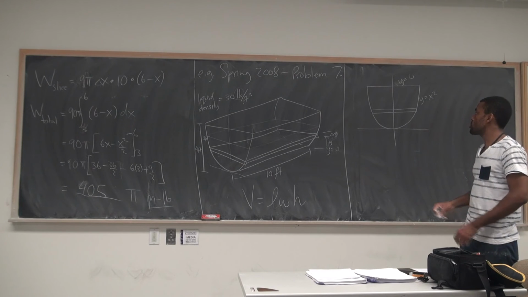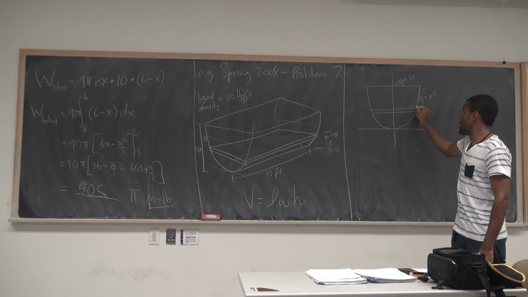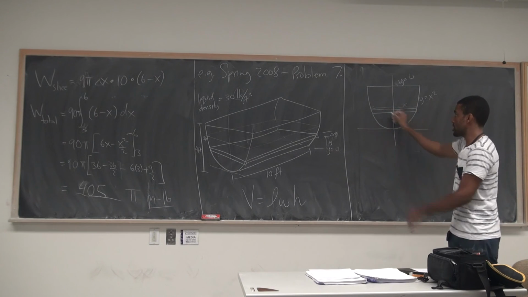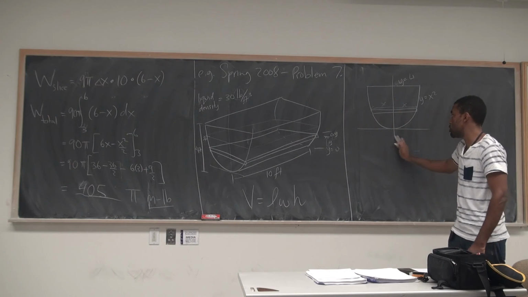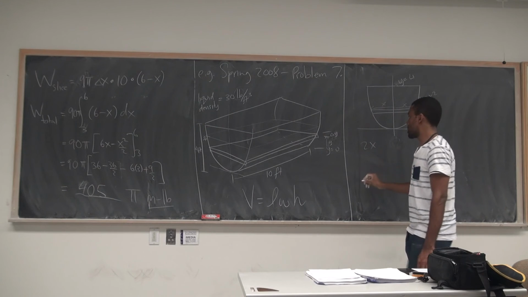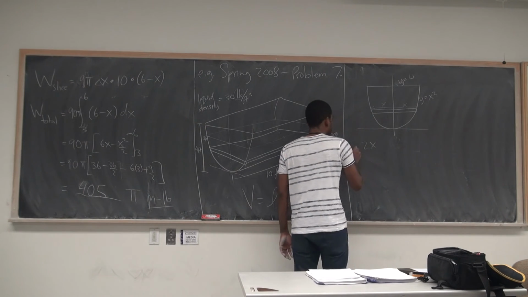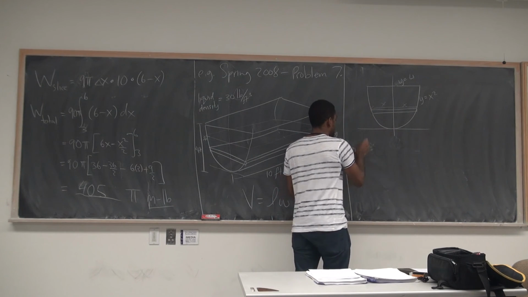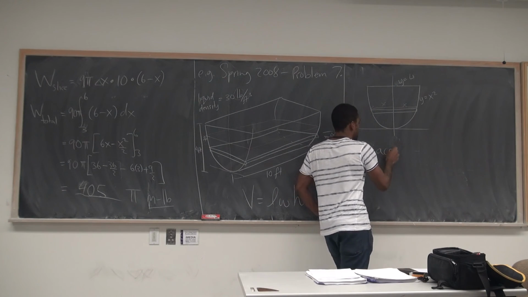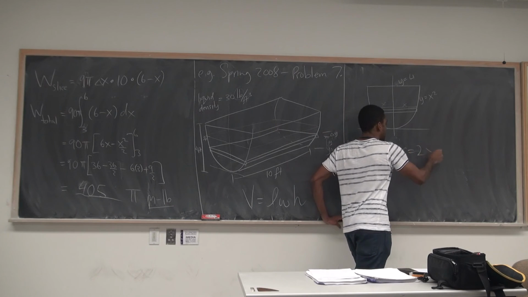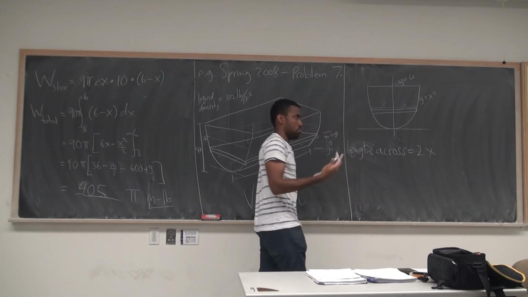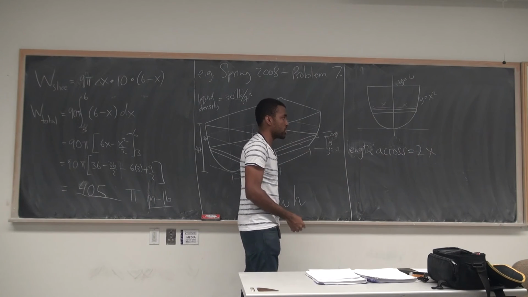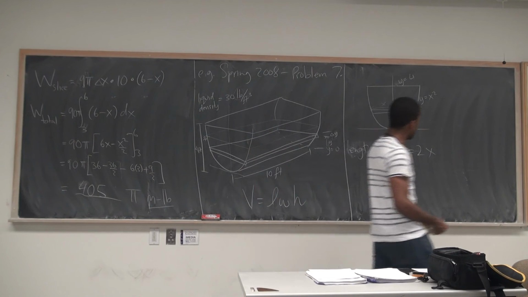Yeah, 2x. Right, the length here is just an x value, and it's symmetric, so that's also an x value. So the length across is 2x. But my variable is y, right? I'm measuring height in terms of y. So how do I convert that 2x to y?